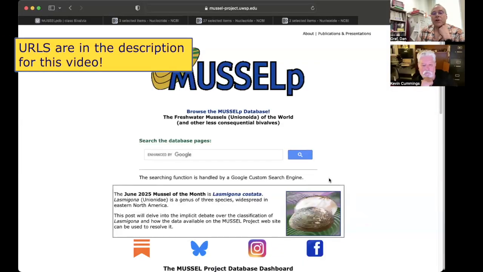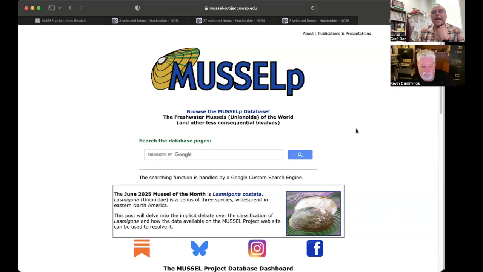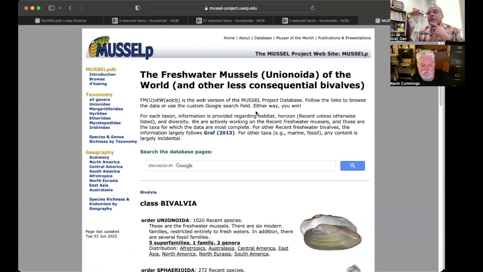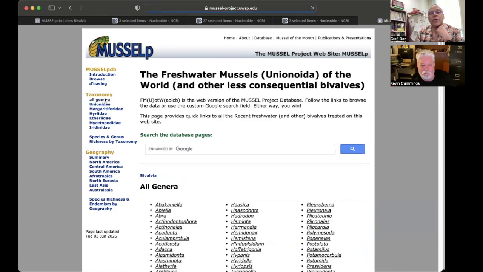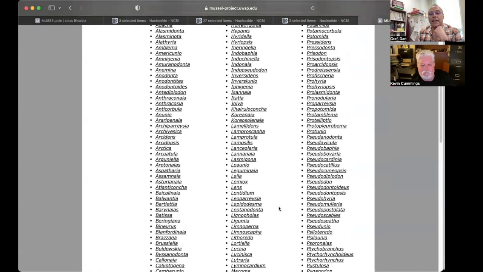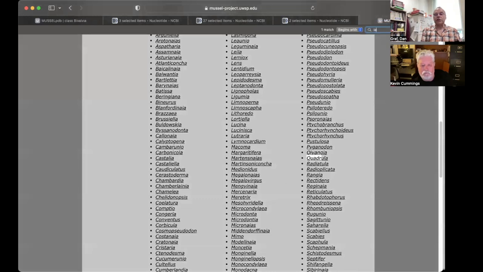So the mussel of the month this month is Lasmigona costata. There's the link to it on the home page. And the interesting thing, let's just go to Lasmigona, and I want to show how to use this functionality so people can use it. So I'm just going to go right to the database rather than you reading about the mussel of the month when you get to it. I'm going to go to Lasmigona, and rather than using this search thing, which I never use, I just go here to all genera, and then I would just find Lasmigona, or I could use my browser.